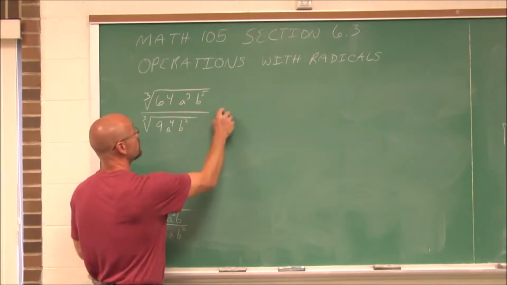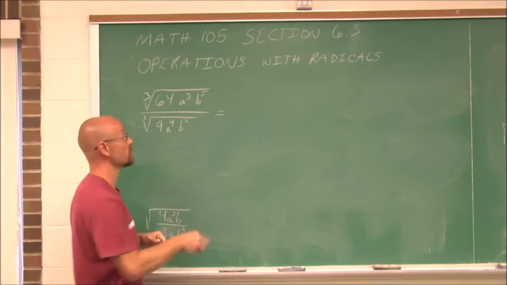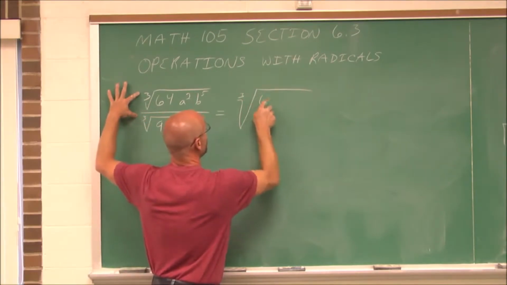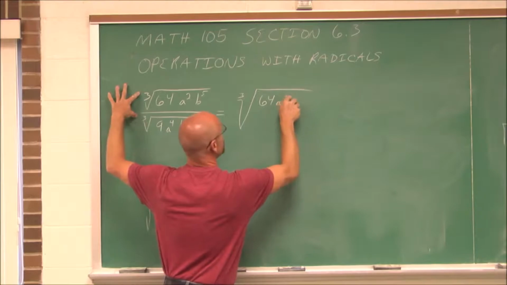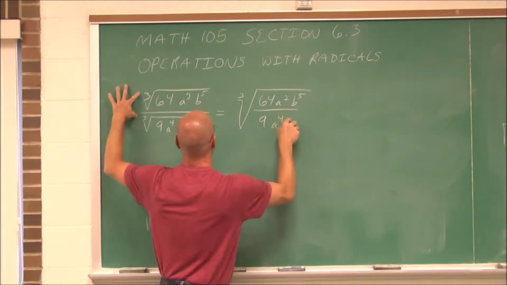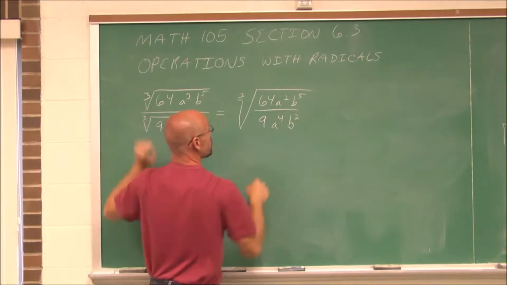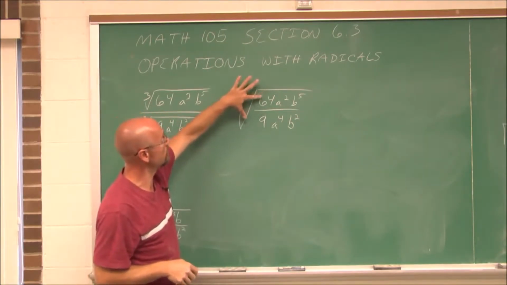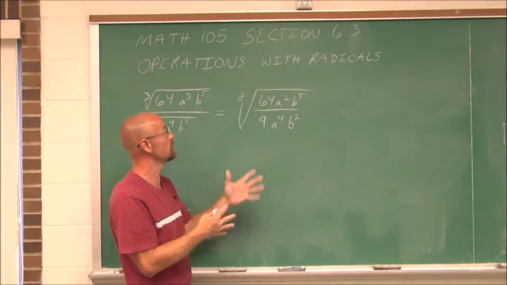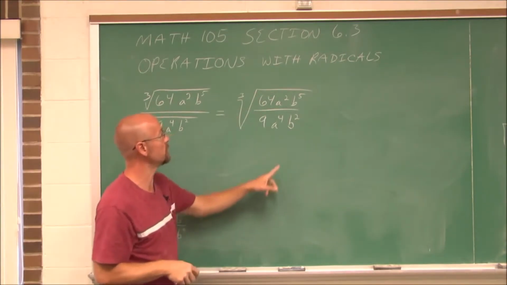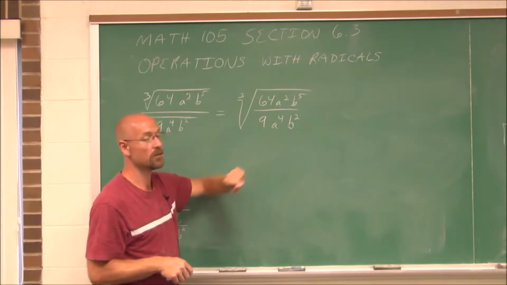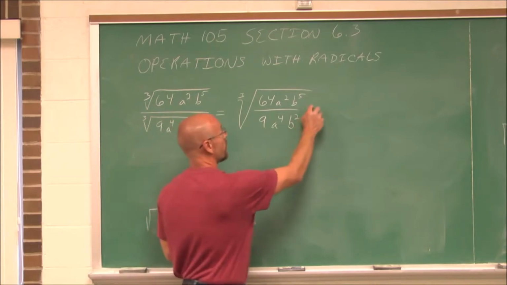What I'm going to do is write them under a single radical, since they have the same index of 3. Now, I'm going to look at 64 and 9. These numbers have no common factors. I couldn't reduce that. I don't want to do the division just yet. But I notice a squared over a to the 4th. That's something I can simplify.